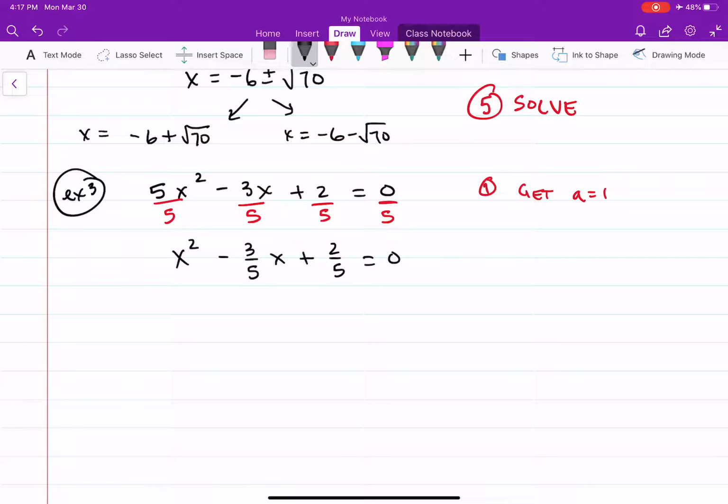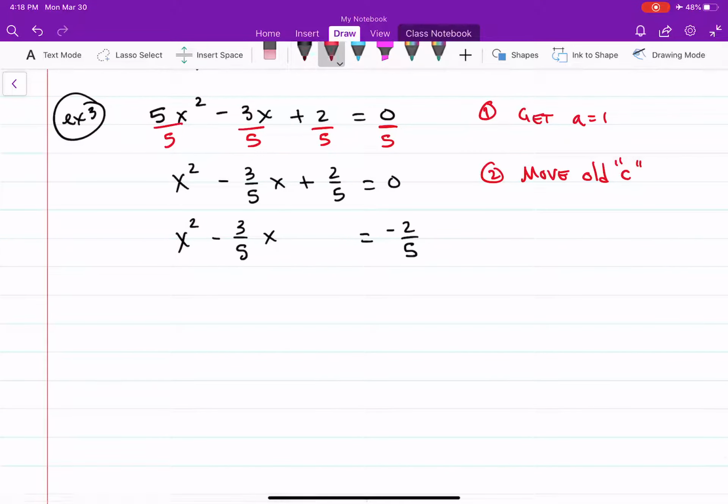All right, step 2. Move the old c. Okay, so let's move it. So I have x squared minus 3/5 x is equal to negative 2/5. And the reason is because I got to subtract that 2/5, right?